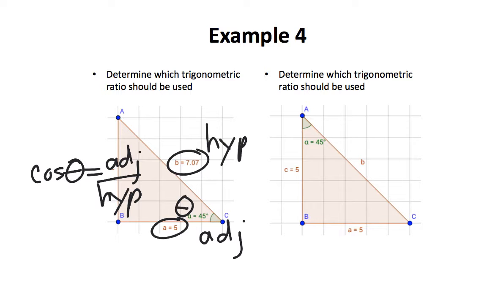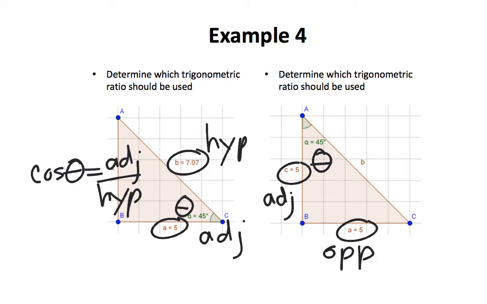In the triangle to the right, again, we're going to identify the angle which has been labeled. A is equal to 45 degrees. I'm going to relabel that as theta. This side has been given to us. That is the adjacent side. And that side has been given to us. And that is the opposite side. Again, we want to look at the trig ratios and see which one contains opposite and adjacent. And that would be tan theta, which is equal to opposite over adjacent.